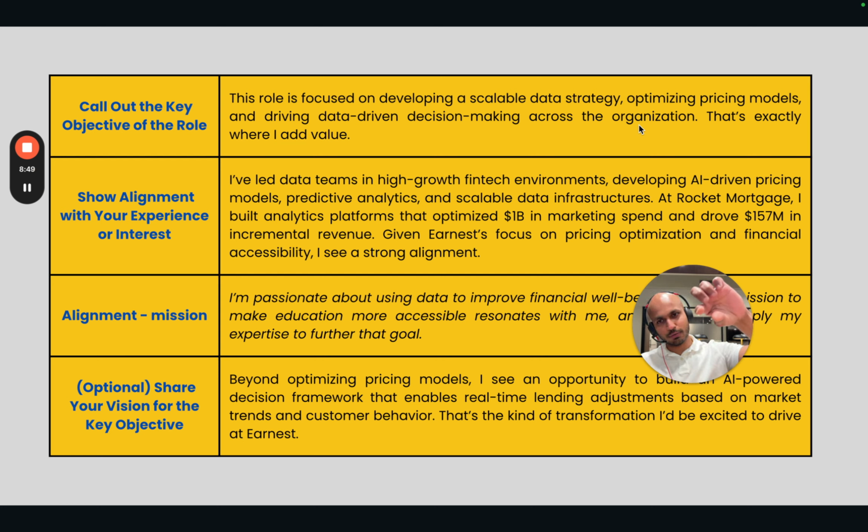So that is the specific part. That's exactly where I add value, and then I show alignment. Like, hey, I have led data teams. So you can already see how the answer to this question is already going in line with our introduction.